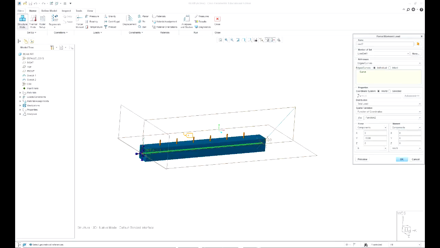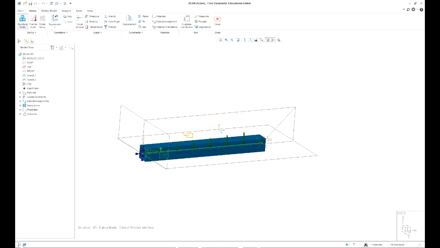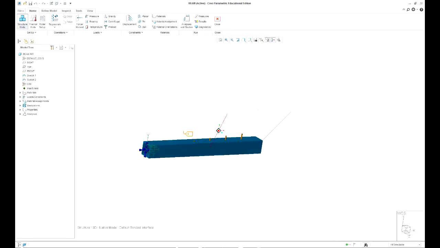And then here we have a scalar, so we can have that increasing in the positive. So the load's increasing up. We could make the scalar a negative one to be increasing in the negative as such. And so that's how we put on a triangular load.